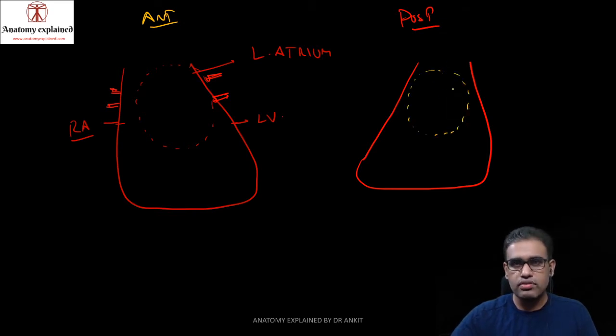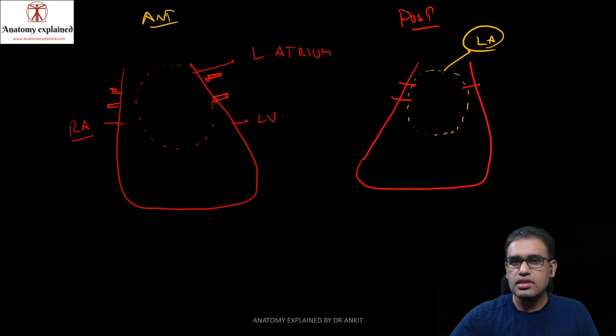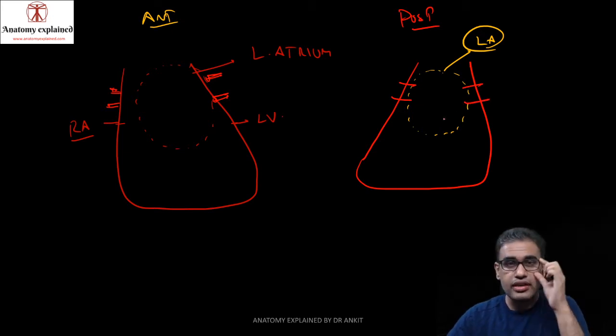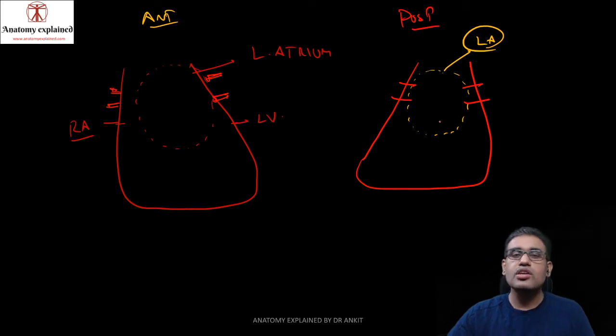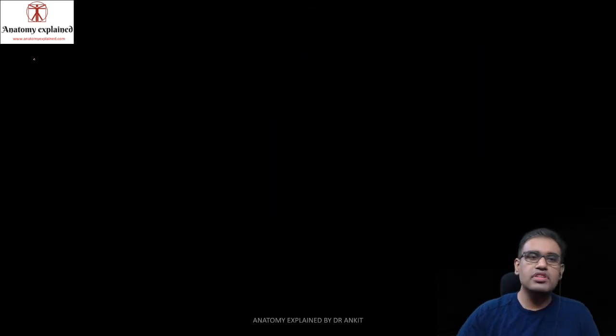So this is your left atrium from the posterior side, and that forms the base or the posterior surface of the heart. And these are your left pulmonary veins, and these are the right pulmonary veins which are entering inside the left atrium. So this is the general location of the left atrium. It forms the posterior surface of the heart or base of the heart. Now about a few of its features.